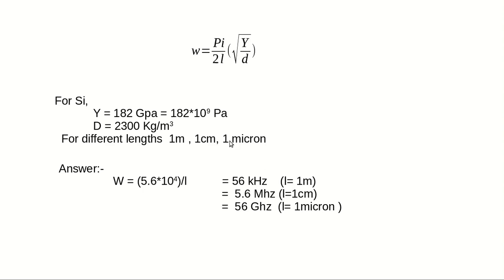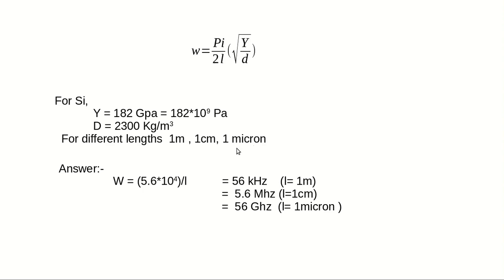If I further reduce the size of the cantilever, I have reached here to 1 micron. Now L will be 10 raised to minus 6, because 1 micron is 10 raised to minus 6 meter. So this will become 4 plus 6 is 10, and I have adjusted to 10 raised to plus 9. So 56 into 10 raised to 9 hertz. So 10 raised to 9 is giga. So 56 gigahertz is the resonating frequency for a 1 micron cantilever. So can you imagine how a larger frequency can be achieved by reducing the length?